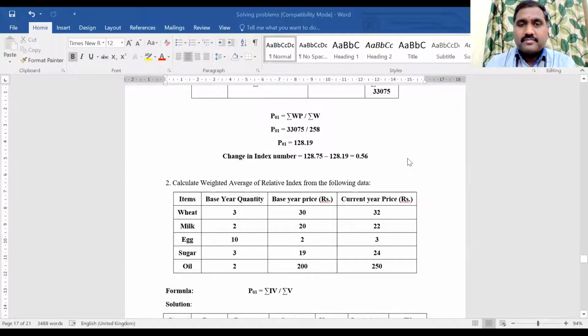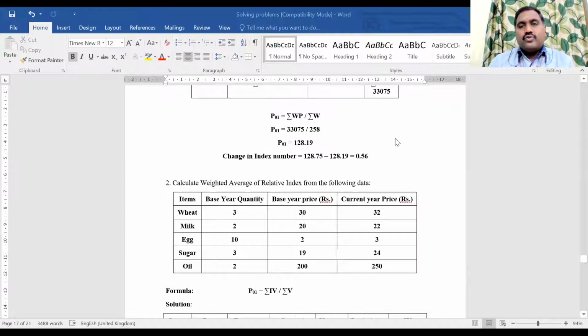This is what I told you. In some problems, they will not give the weight as well as the index. Now, how can you calculate? Tell me what we can do now. What is the procedure to solve this problem? Can anyone tell me?